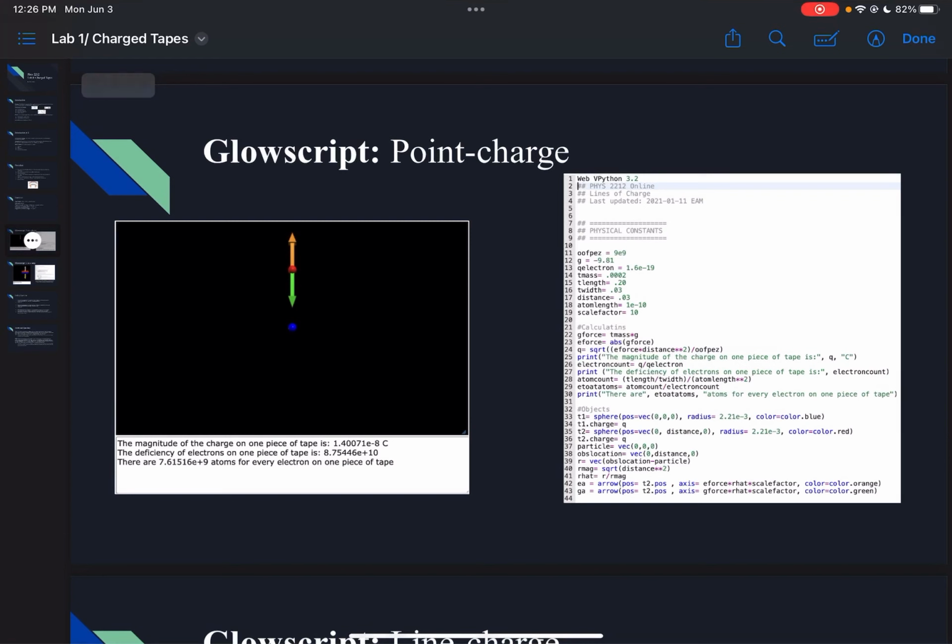GlowScript point charge. So this was my first computational model. In this code, I named the constants, did some calculations, and then created the arrows. The orange arrow represents the electrical force, and the green arrow represents the gravitational force.